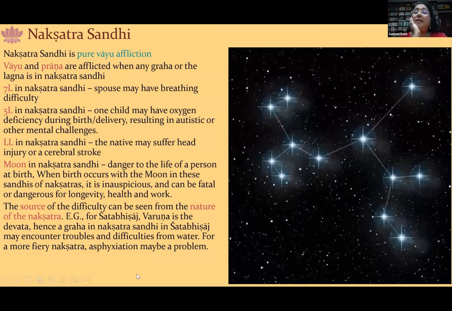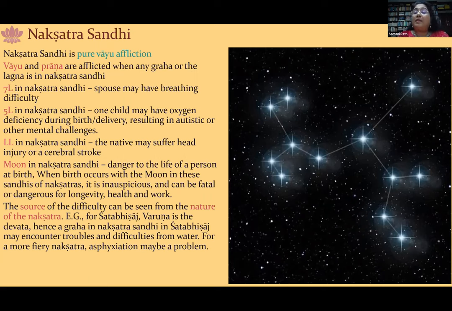Now, nakshatra sandhis are pure vayu afflictions. That is the reason why today I did the Mrityunjaya mantra 3 times, rather than once as I did yesterday, because we are dealing with very severe vayu here. So we would say that the sandhi is actually more serious than a gandhanta. All right, it's much more serious than a gandhanta. For example, a graha placed in a nakshatra sandhi, the bhava it lords, there may be some problem. And what gets affected is the vayu and the prana of the person.